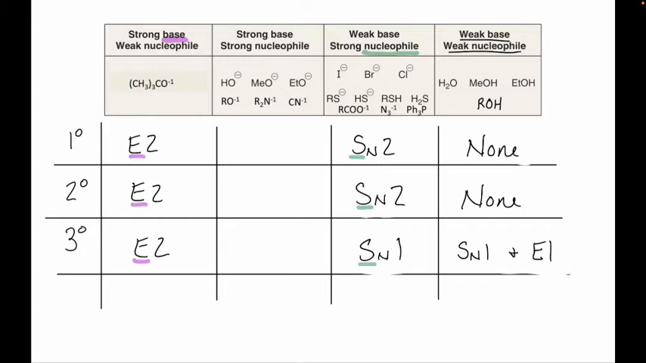Our strong base, strong nucleophile category is also a little bit different for each substrate. The primary will favor substitution. That primary carbon is really accessible to that nucleophile, so it favors substitution. With secondary and tertiary, that electrophilic carbon is more hidden. It's harder to get to. Because of that, the base part takes over, and these ones favor elimination reactions.